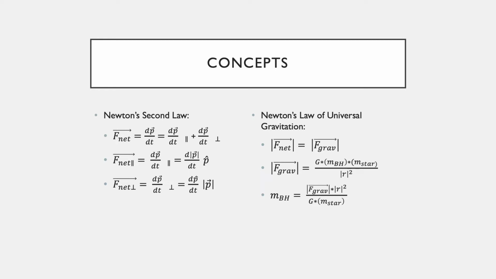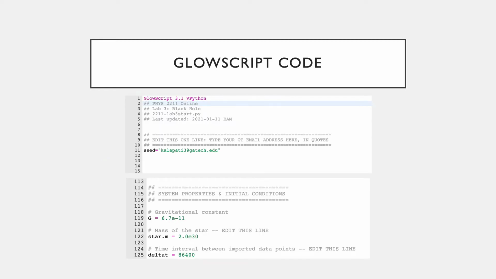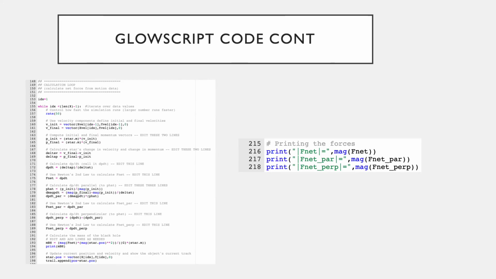So here's my GlowScript code for the model for the trajectory of a star around a black hole. For the seed, I use my email to create a unique seed for the trajectory. You can see the gravitational constant, the mass of the star, and the time interval, which is 86,400 seconds, or 1 day.